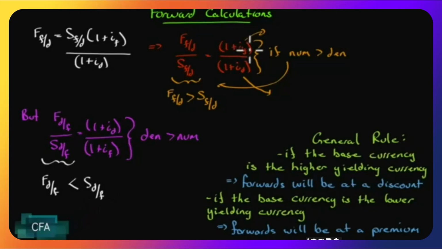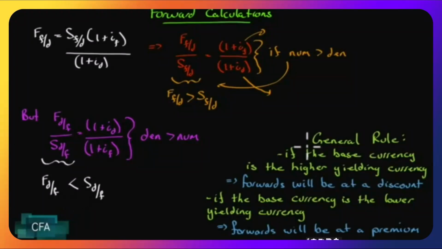So in this situation, if the foreign country currency interest rate is higher than the domestic country currency interest rate, we will have a forward price greater than the spot price. If it's the other way around, we will have a forward price lower than the spot price.